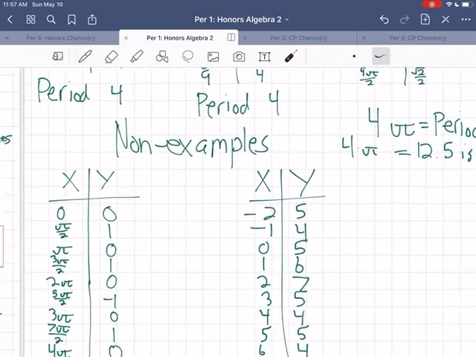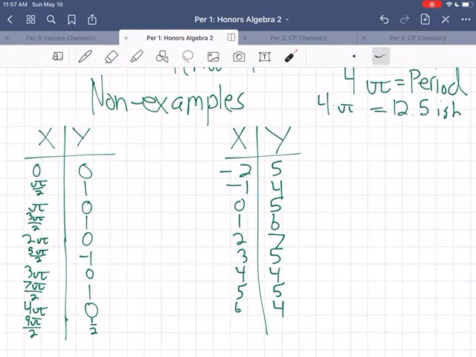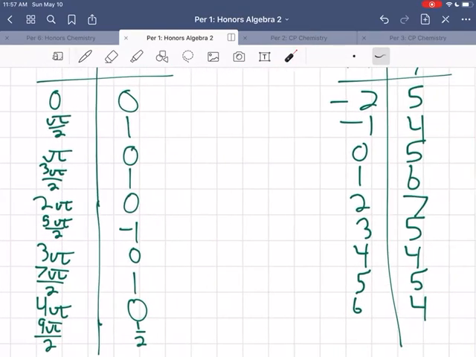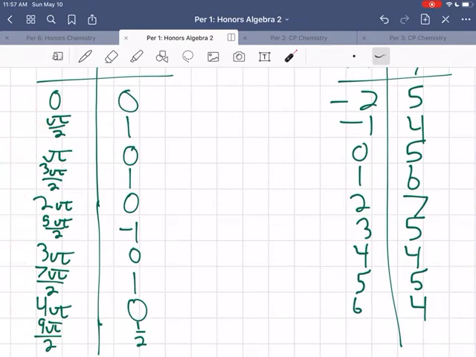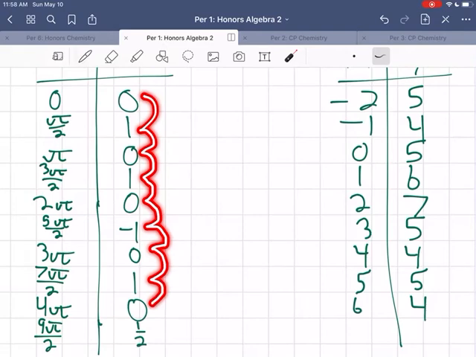Here are some non-examples now. What are some examples of tables that are not periodic? Well, let's look at this first one. Again, this is spaced out on the x-axis exactly like the last one. We are just going to increase by pi over 2 every single time from 0 all the way out to 9 pi over 2. And then on our y, we go from 0 to 1, so we go up, down, back up, down, down again, up to 0, up, down, and then kind of up to a half. There's not a pattern that I see in here.